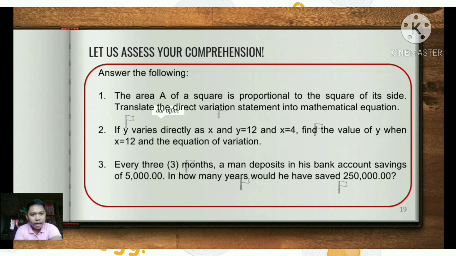Number 2. If y varies directly as x, and y equals 12 and x equals 4, find the value of y when x is equal to 12 and the equation of variation. Number 3. Every 3 months, a man deposits in his bank account savings of 5,000. In how many years would he have saved 250,000? So pause this video and answer the following.